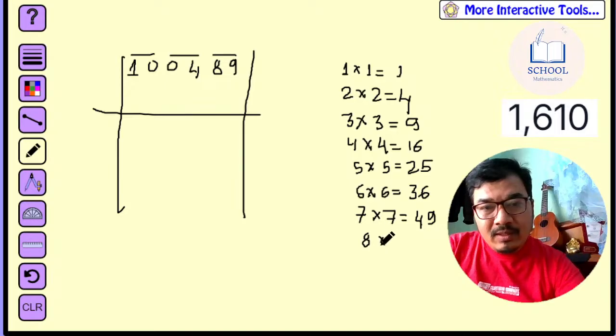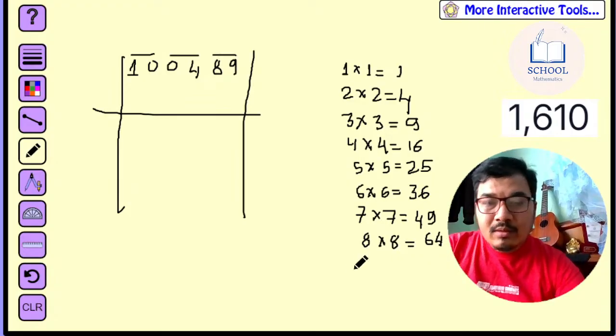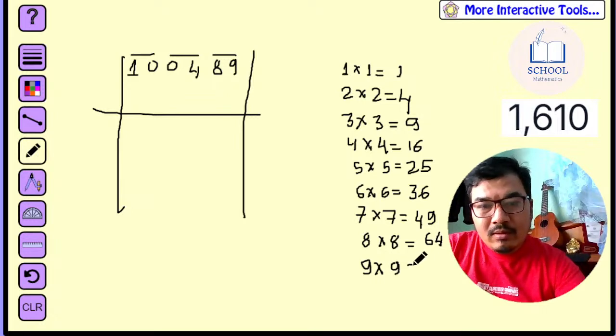8 multiplied by 8 is 64. 9 multiplied by 9 is 81.